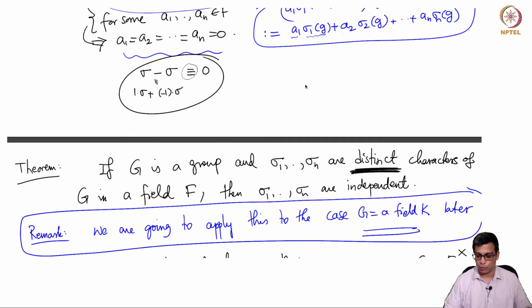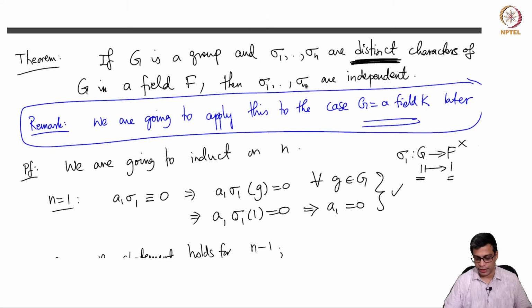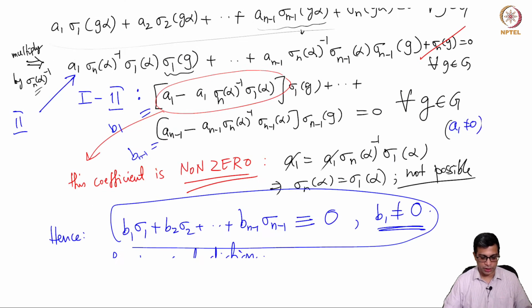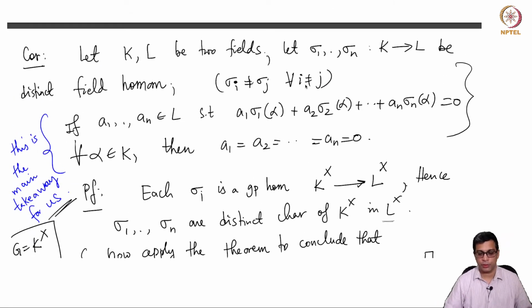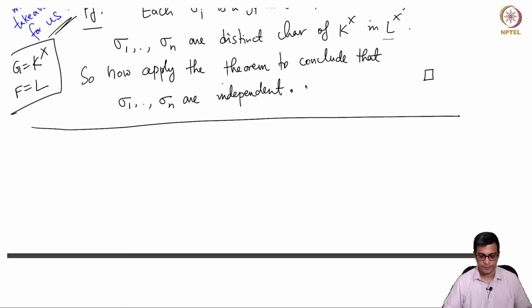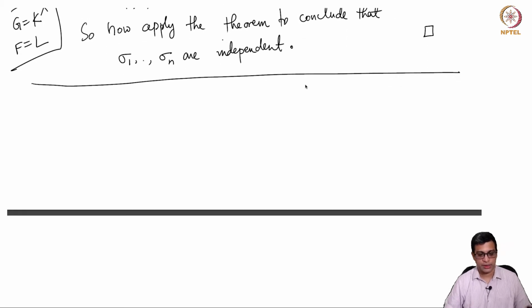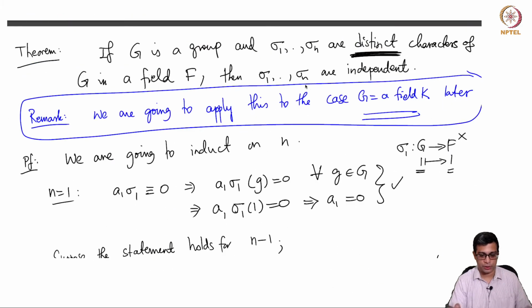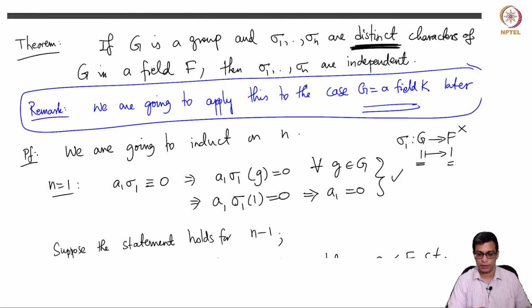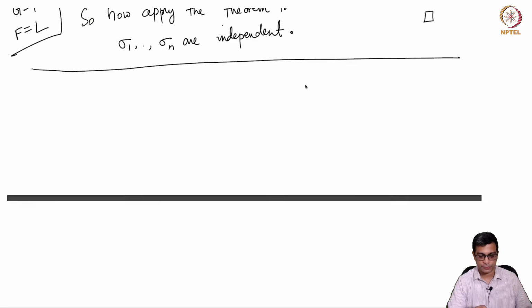In particular, I wanted you to understand this theorem I proved, that if you have a group and a collection of distinct characters in a field F, then they are independent. And I also remarked that the main application of this is going to be when we talk about homomorphisms between two fields. So I want to continue this and tell you why we are going to study these characters this way and when we are going to apply this theorem. The theorem is very important for us. You will see in the next few videos where the theorem will come in handy.